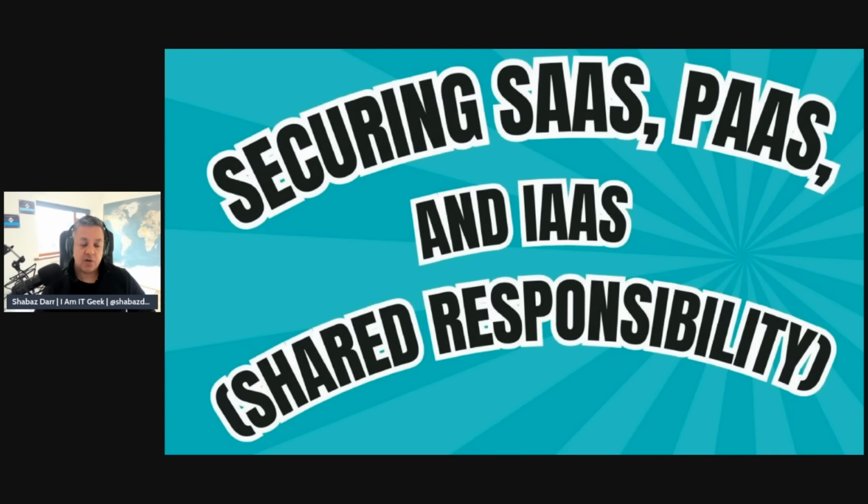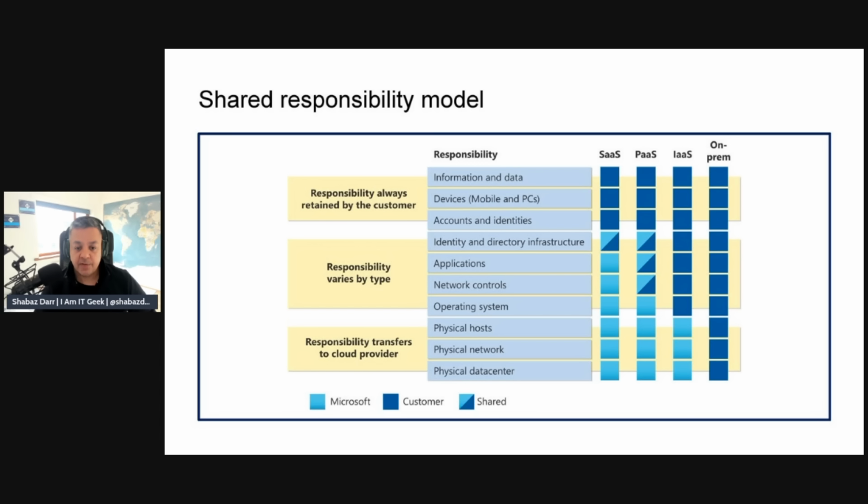So let's start with this first topic. Let's talk about securing SaaS, PaaS, and IaaS services, specifically that shared responsibility model. This is a diagram that you should be quite familiar with. This is the shared responsibility model from Microsoft. For any consumer who's using Microsoft, you should really know this. As you can see, on the right hand side in the different colors, we've got SaaS, PaaS, IaaS, and on-prem services, and we've got the comparisons. In the light turquoise blue we have what's Microsoft's responsibility to manage, and the darker blue is the customer responsibility, and we have some services that are 50-50.